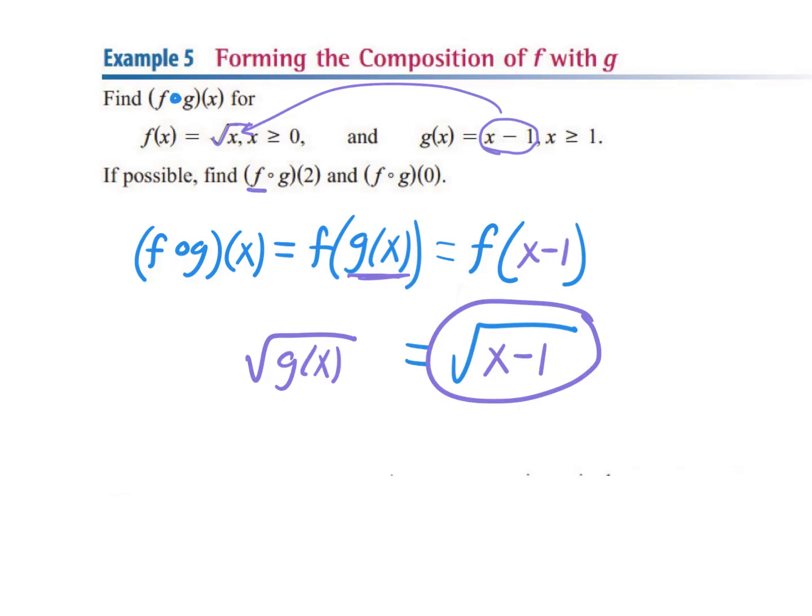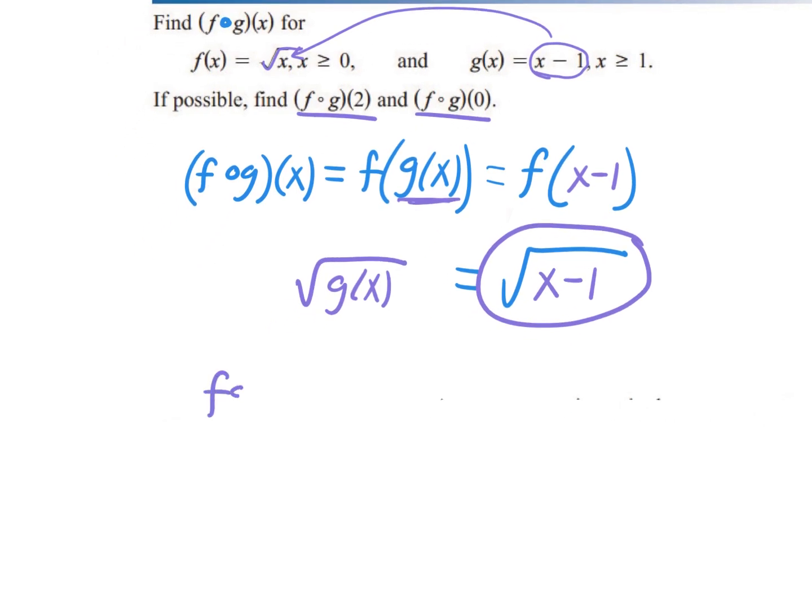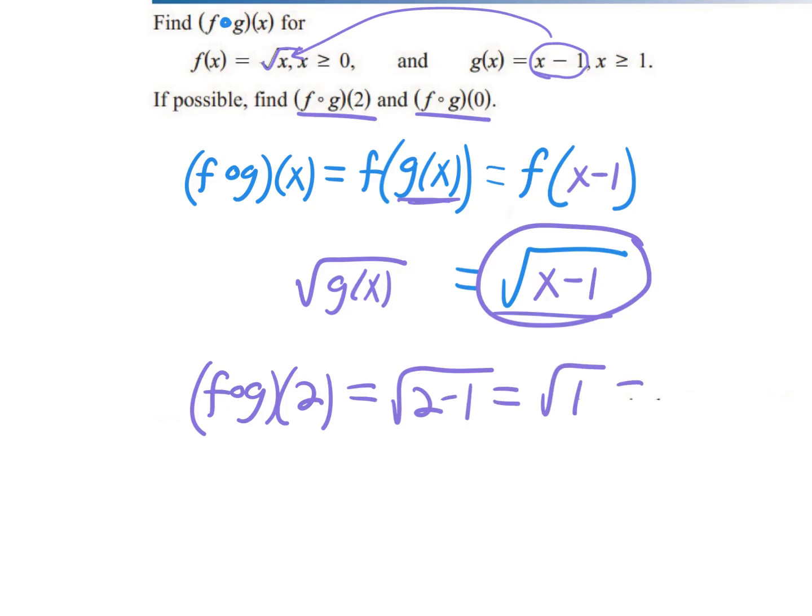All right, the second part of it is it's asking us to find f composed with g of 2 and f composed with g of 0. So to find f of g of 2, plug that number right into this composition here. This is going to be the square root of 2 minus 1, which is the square root of 1, which is 1.